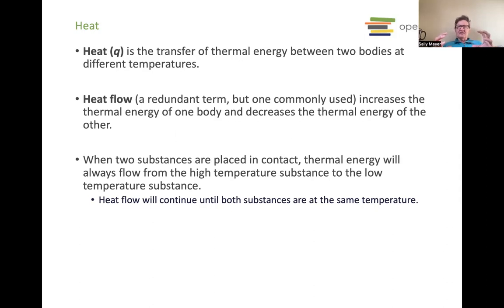So if you set your hot water and you put a cold rock in that water, the energy is going to move from the hot water into the cold rock, and that thermal energy will then be different in each of those substances. So when two substances are placed in contact, thermal energy will always flow from hot to cold.